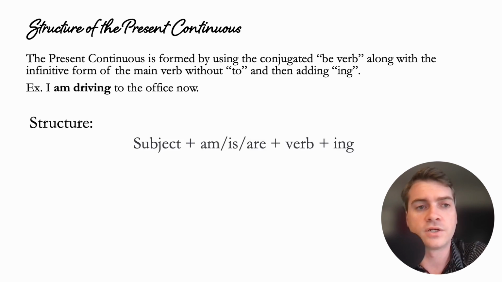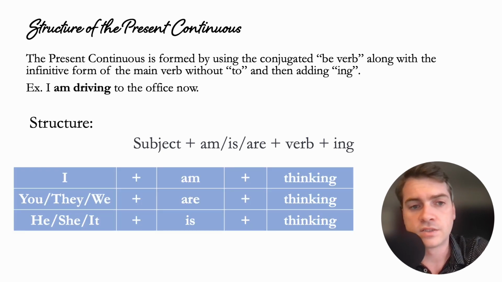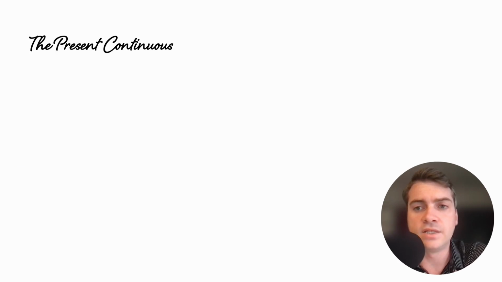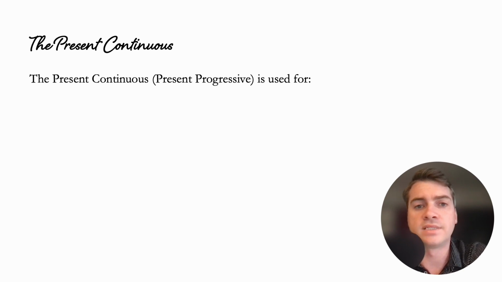So again, the structure: you have the subject plus the conjugated form of the be verb, so am, is, or are, plus the root form of the verb, plus ing. Okay, so we have I am thinking, you, they, or we are thinking, and then he, she, or it is thinking. So the present continuous, which is also known as the present progressive, we're going to use for a few different situations. The first one is temporary or ongoing situations.